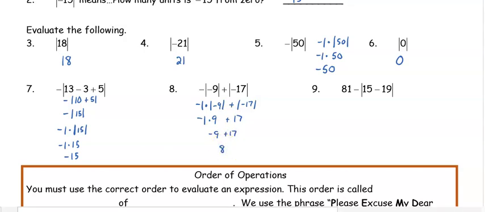In number 9, we have 81 minus the absolute value of 15 minus 19. So first we need to do what's inside the absolute value. So we would have 15 minus 19, which gets us negative 4. So we have the absolute value of negative 4. Remember, the absolute value of negative 4 is 4, so we have 81 minus 4, which would get us 77.